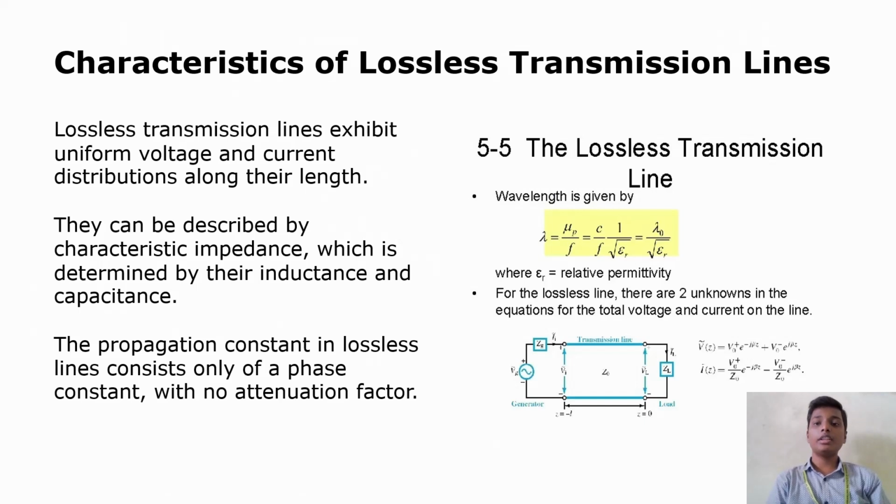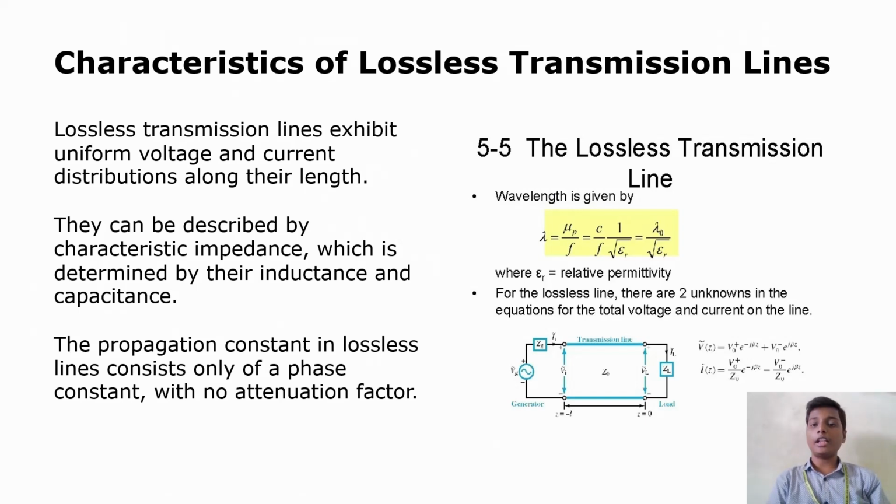Characteristics of lossless transmission lines. Lossless transmission lines exhibit uniform voltage and current distribution along their length. They can be described by characteristic impedance, which is determined by their inductance and capacitance. The propagation constant in lossless lines consists only of a phase constant with no attenuation factor.